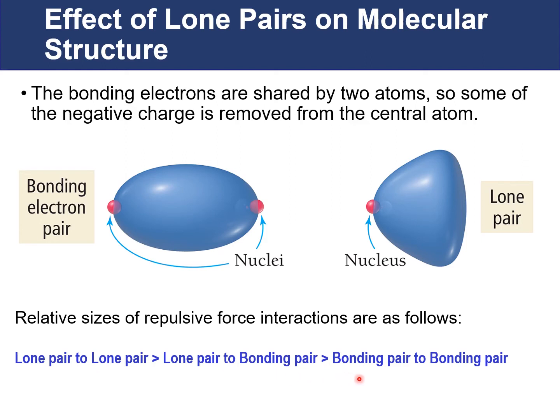And as a result, the weakest are going to be bonding pair to bonding pair. So if you have two things that are bound to the central atom, they will push against each other less than if one of the two things pushing was a lone pair. And that will push less than if both things interacting with each other were lone pairs.